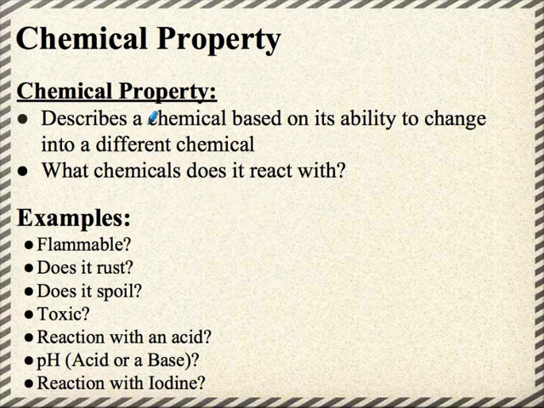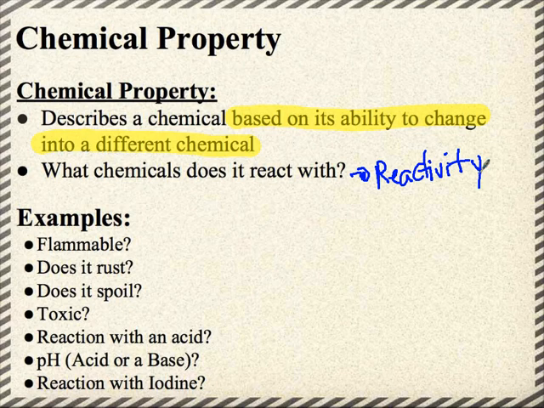We use more chemical properties than a lot of other things. The idea of a chemical property is that it describes a chemical based on its ability to change into something else. In other words, what does it react with? So what I'm looking for is what's called reactivity. That's what chemical properties are: how does it react with other matter? Again, what I described was, is it flammable? Does it rust? Rusting is when a penny rusts, it actually turns into a different chemical.